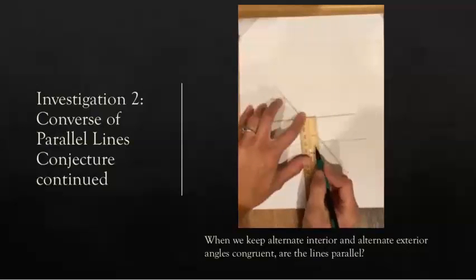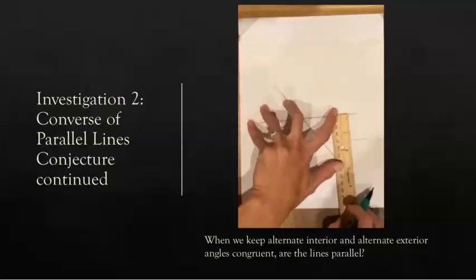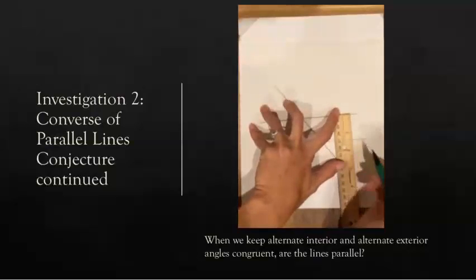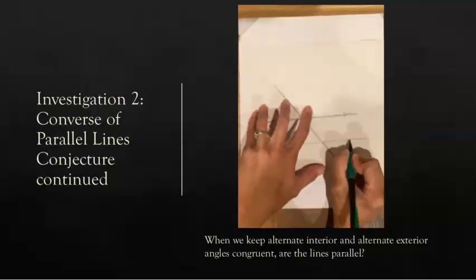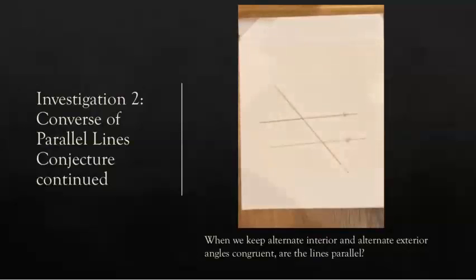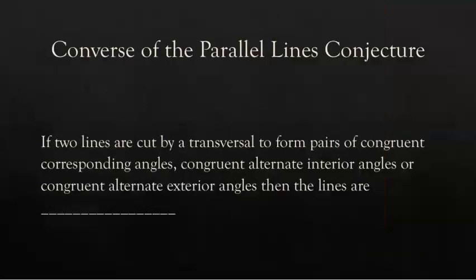The distance between the lines is the same throughout. When we turned our paper around, we were making the alternate interior and alternate exterior angles congruent. When we measure the same distance between those 2 lines, we know that those lines are parallel. So the converse of the parallel lines conjecture: if 2 lines are cut by a transversal to form pairs of congruent corresponding angles, congruent alternate interior angles, or congruent alternate exterior angles, then the lines are parallel. They are. So this conjecture works in its converse.